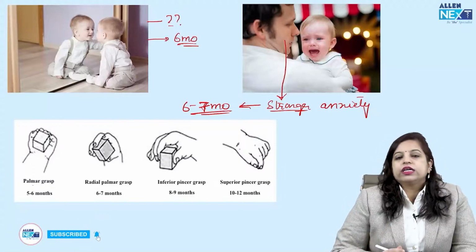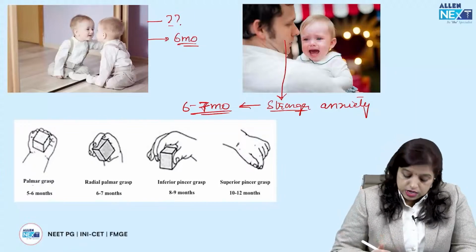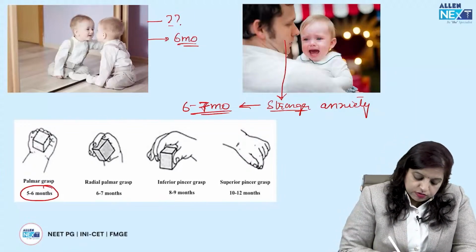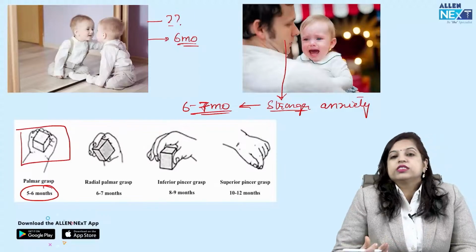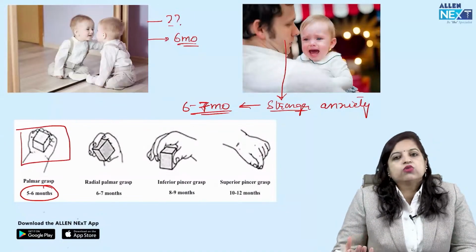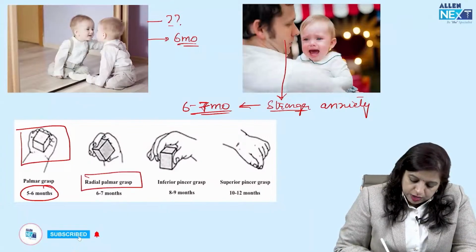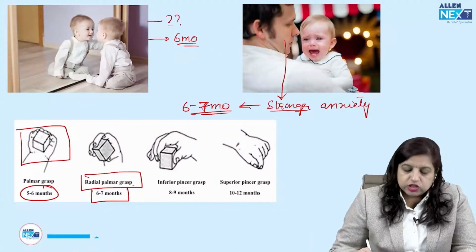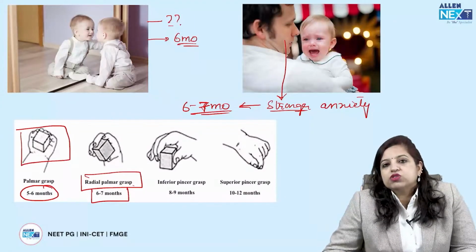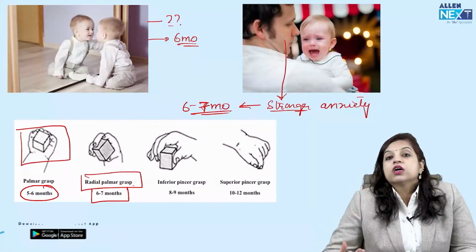And very importantly, the grasp, how does it develop? So at 5 to 6 months, the child would be having a palmar grasp. So you can see he is using whole of his palm to catch the object of his interest. Like radial palmar grasp would come at around 6 to 7 months of age, and then at 9 months of age, he would start with his pincer grasp.